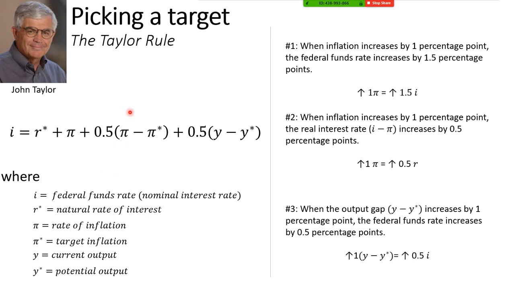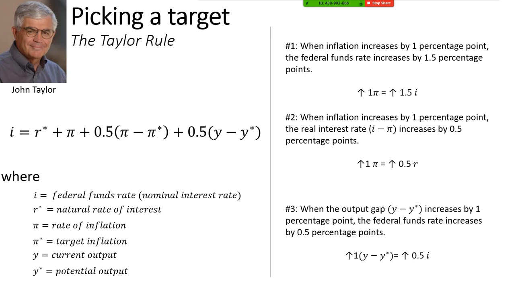Now, if everything else stays the same so that I can effectively ignore it, then what do I have? Well, i is going to equal, here is an increase of 1, right? And then here is an increase of 0.5 because we have 0.5 times pi. So when the inflation rate increases by 1 percentage point, then we'll get that the federal funds rate will increase by 1.5 percentage points. Okay, and we'll talk about why that makes sense. And the short answer is, well, it makes sense because an increase in the federal funds rate is a tightening of monetary policy, and that makes sense when you have inflation.